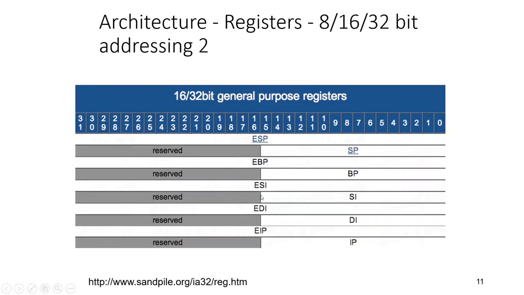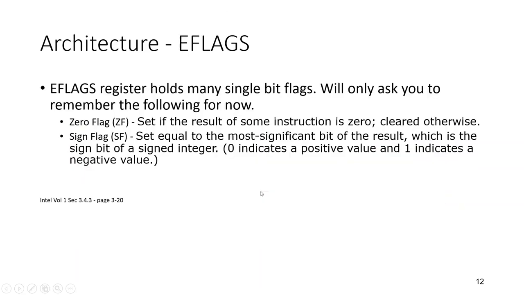In the same way, the other general purpose registers also. Now the EFLAGS are important when an addition operation or certain operations are done. These flags are set: zero flag, sign flag, parity flag, overflow flag, and so on. You can see there are many flags. Suppose any subtraction between two operands results in 0, then the zero flag is set.